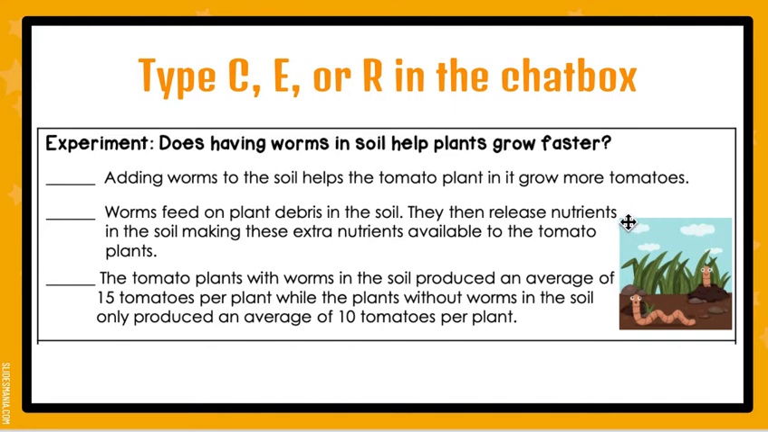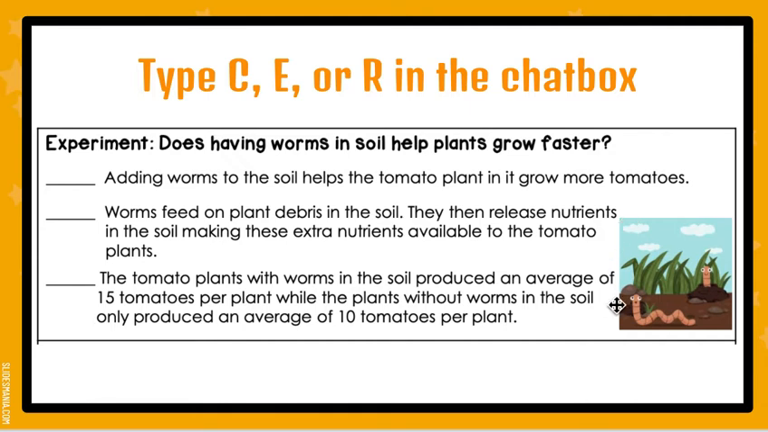How about the second one? Worms feed on plant debris in the soil. They then release nutrients in the soil, making this extra nutrient available to the tomato plants. What do you think this one is? Claim, evidence, or reasoning? Yes, this would be reasoning. Because right here, we can see an explanation of how worms feed on the plant debris and then that causes nutrients to be released, and thus extra nutrients would help tomato plants to grow more tomatoes.